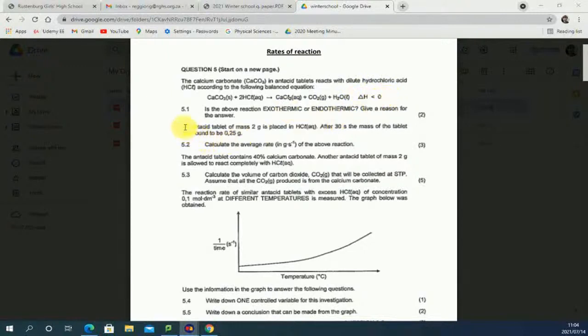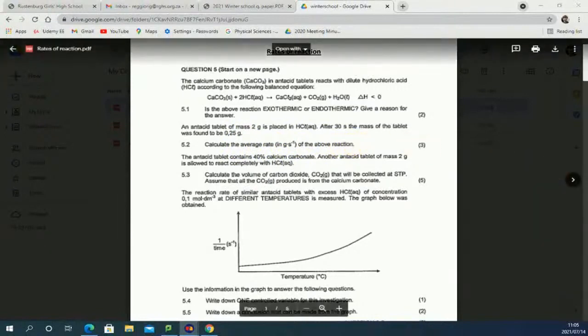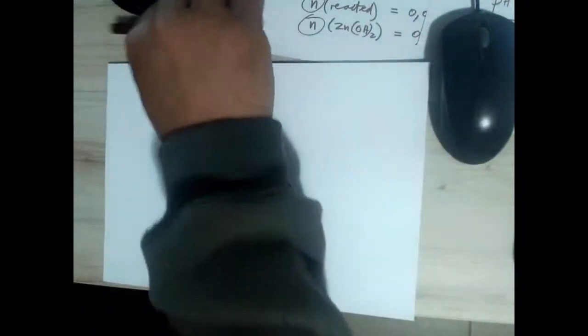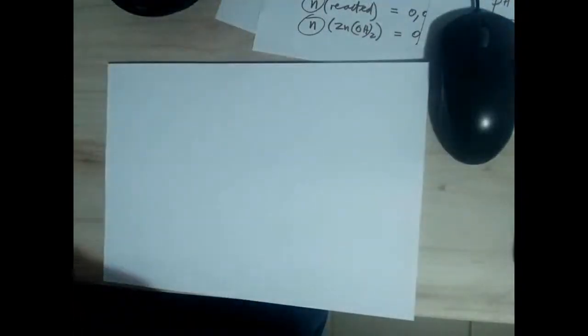Right. An antacid tablet of mass 2 grams is placed in hydrochloric acid. After 30 seconds, the mass of the tablet was found to be 0.25 grams. Calculate the average rate in grams per second of the above reaction. Okay, let me just go to the document reader. And we're back at the document reader.